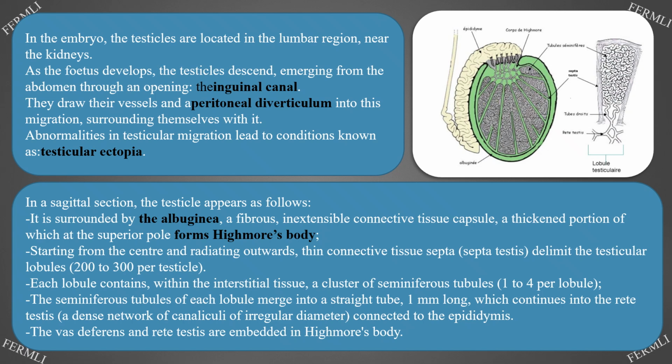Thin connective tissue septa testis delimit the testicular lobules, 200 to 300 per testicle. Each lobule contains, within the interstitial tissue, a cluster of seminiferous tubules, 1 to 4 per lobule. The seminiferous tubules of each lobule merge into a straight tube, 1 mm long, which continues into the rete testis, a dense network of canaliculi of irregular diameter, connected to the epididymis. The vas deferens and rete testis are embedded in Highmore's body.